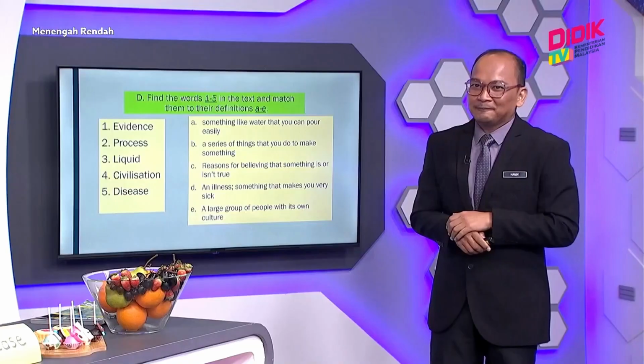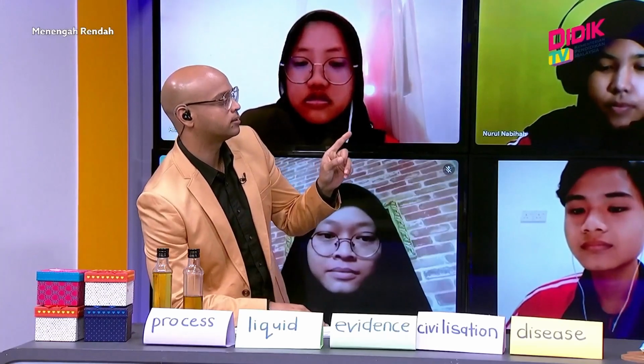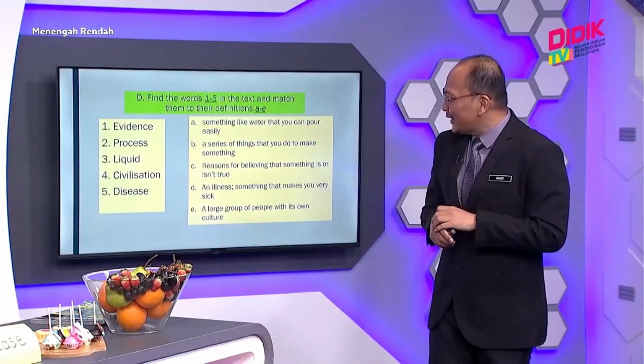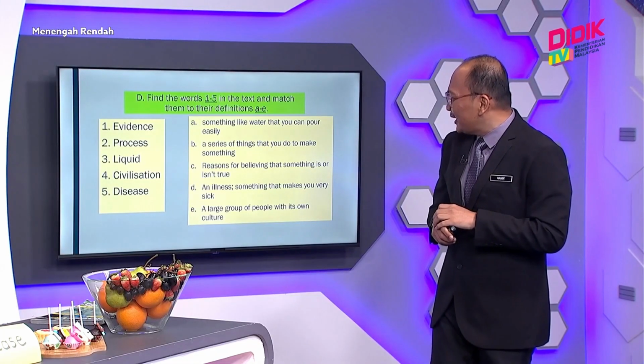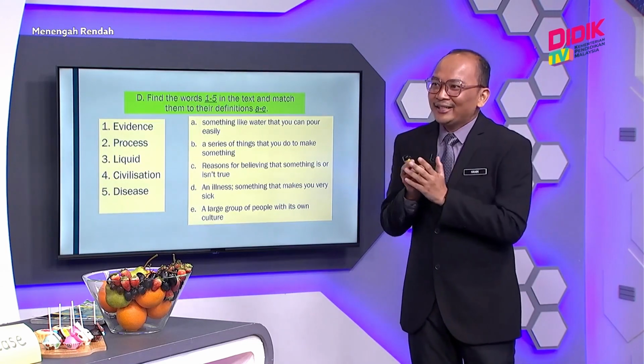So because they are ready, maybe Sean, would you like to start first matching? Sure, I can give it a go. Okay. Word number 1, which is evidence. I'll have to match it with... I think it's C. Reasons for believing that something is or isn't true. Okay, so number 1, the answer is C. Reasons for believing that something is or isn't true. That is correct. Congratulations.